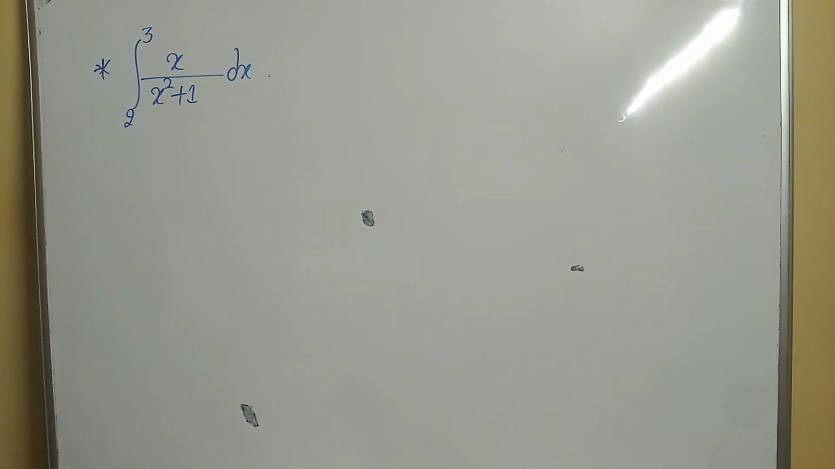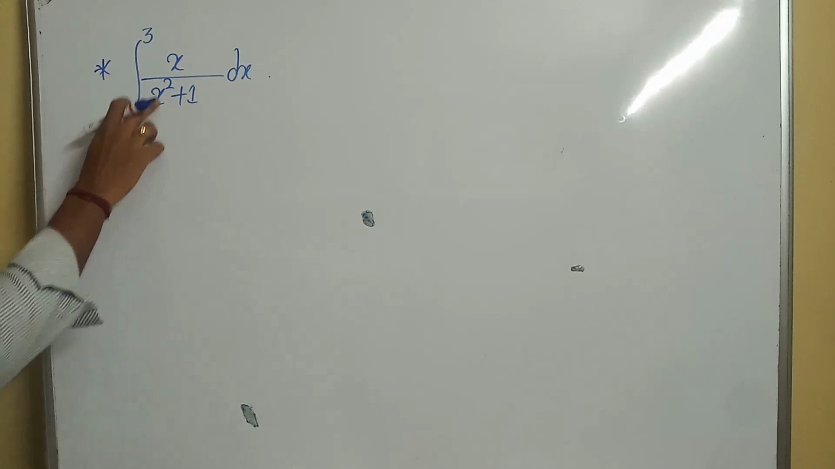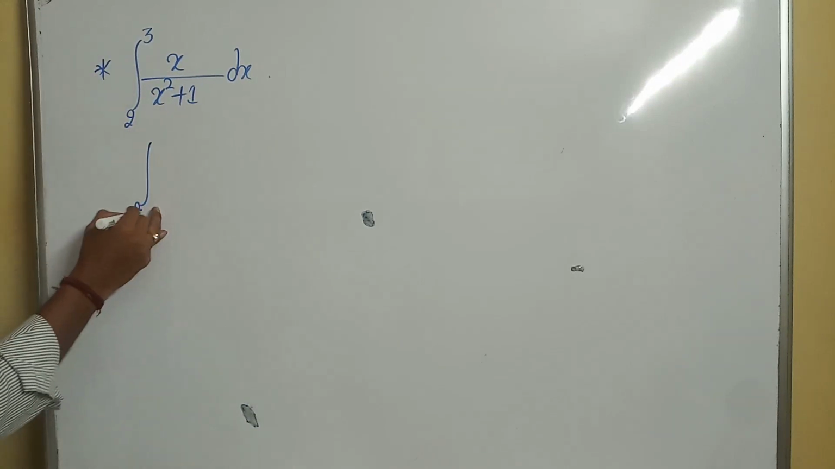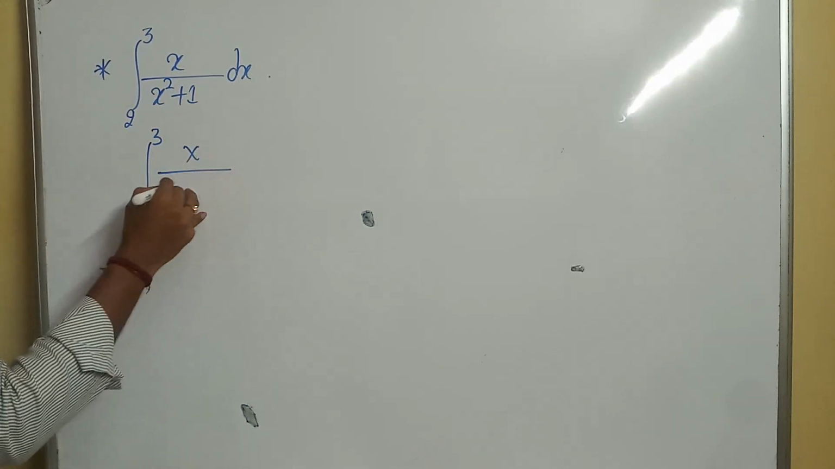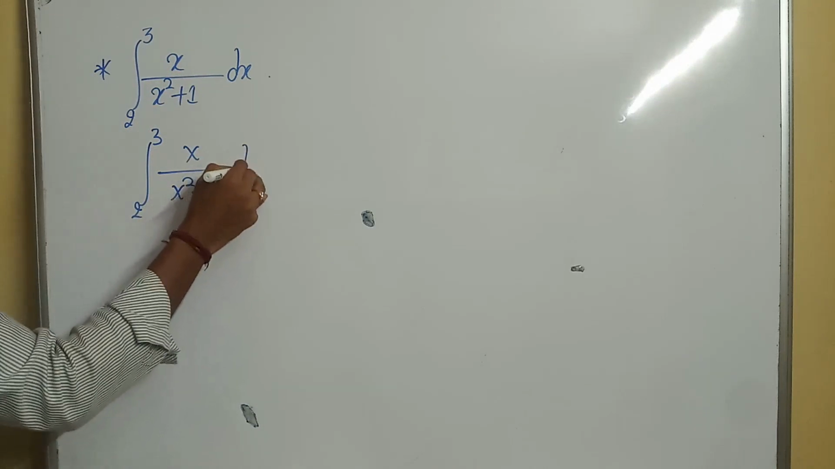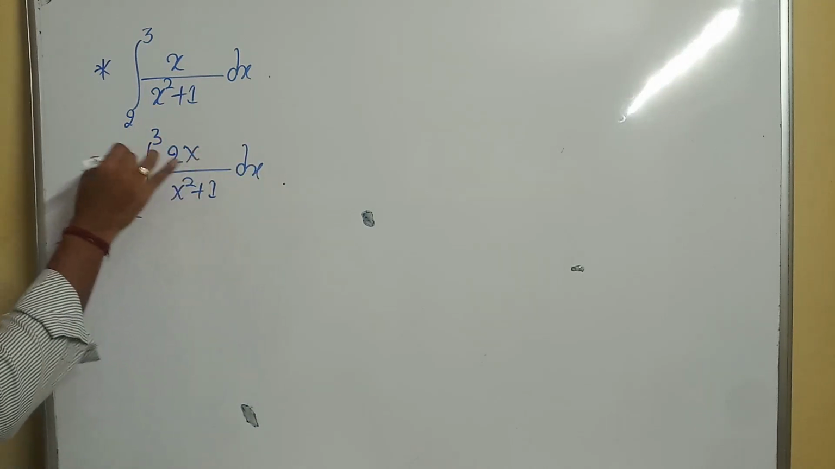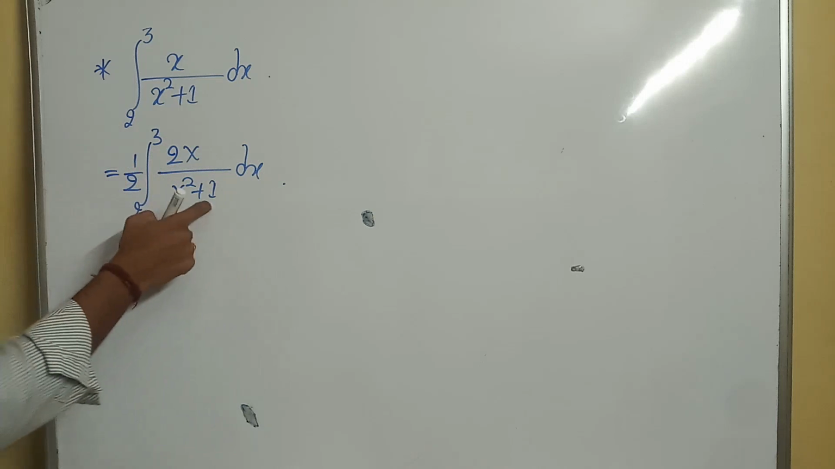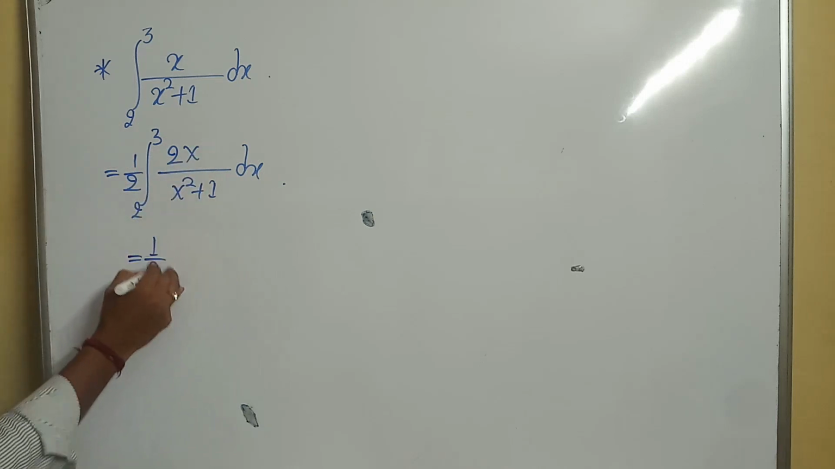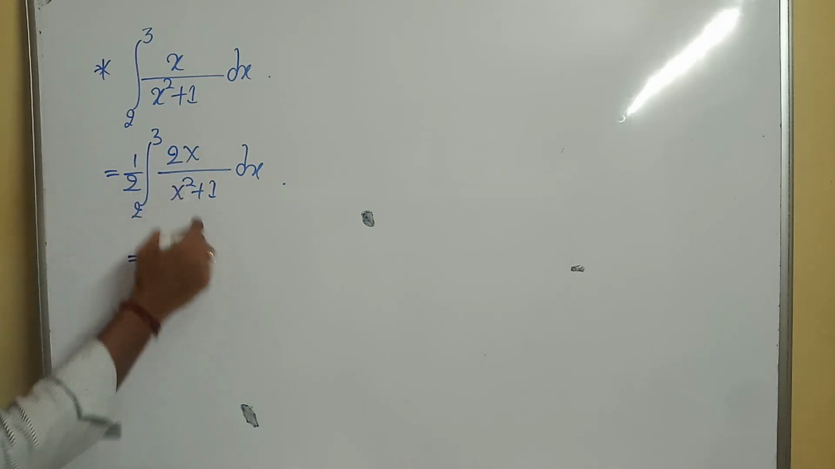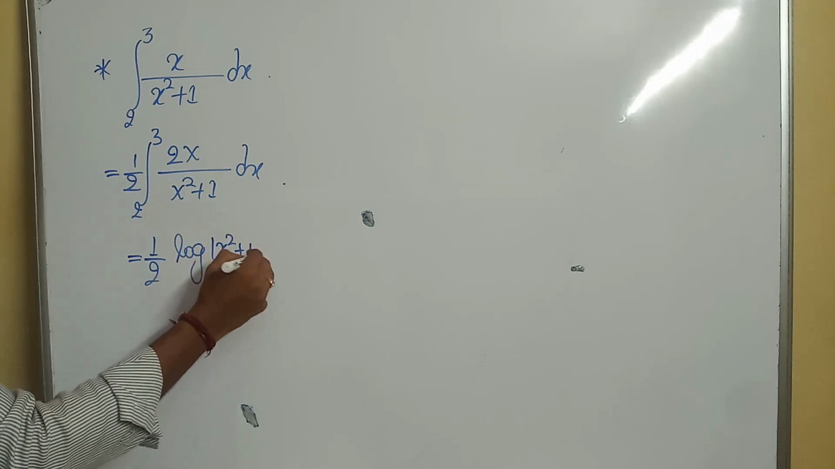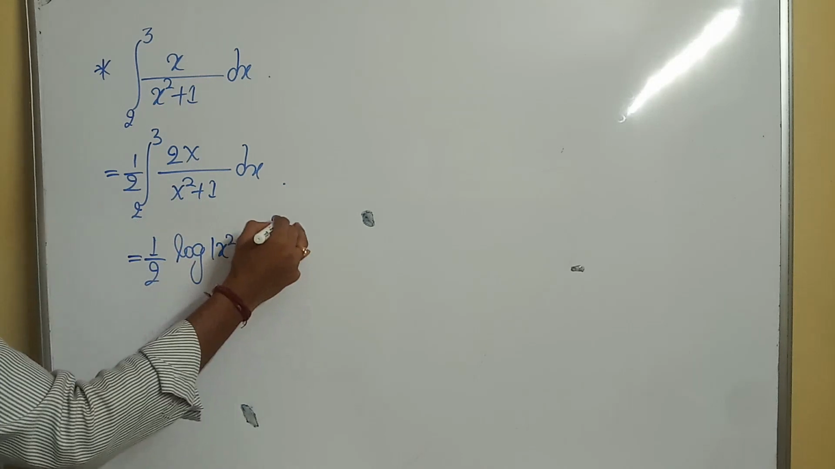Observe the next example. Derivative of x square is 2x. That's why I need 2x in the numerator part. That's why I'm writing the question again. X square derivative is 2x, multiplying 2 and dividing 2. One's derivative is 0. Derivative of denominator is numerator. Integral of this function is log modulus of x square plus 1. The limits are 2 to 3.